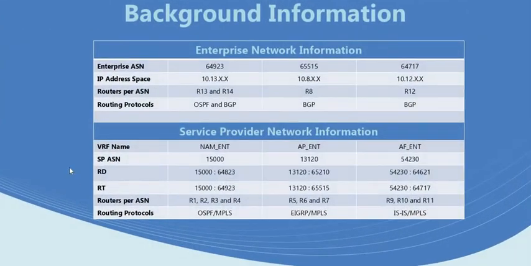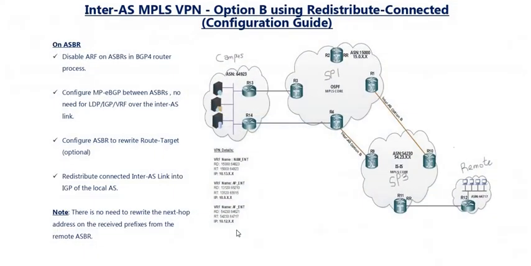This is a table showing us the VRF and VPN information on each of those networks. That is the part of the enterprise with its configurations, and the ISP as well, with the configurations below in the table. Very quickly, I will show you how to configure each of these steps on the ASBRs.